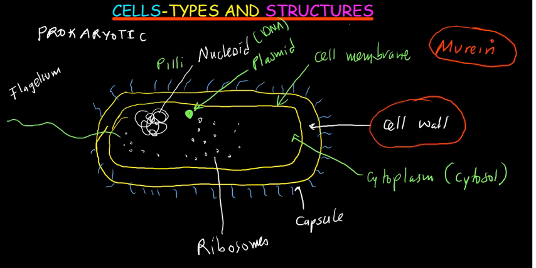So they are made up of murein. Now, just the cell wall is going to determine the type of bacteria. We have what we call gram positive bacteria and also gram negative bacteria. An example of a gram negative bacteria that we talk about, the most common, is this one.